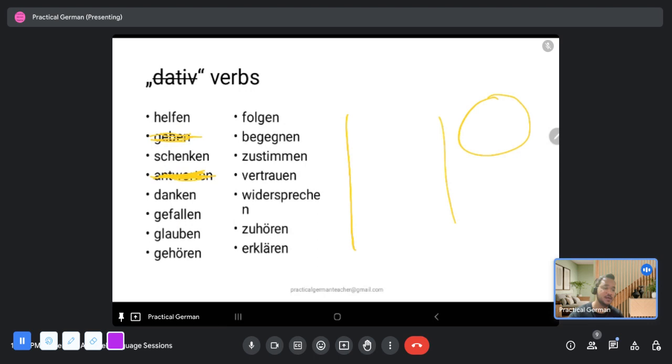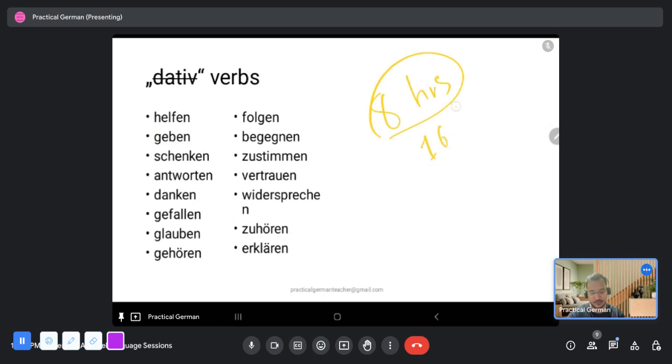Now, how do you make your list of dative verbs? You don't make a list of dative verbs. You make a list of verbs that are necessary for your life, and then you classify them into dative or accusative. How do you do that? As I've said multiple times, you sleep for 8 hours, you are awake for 16 hours normally. 16 hours you divide into 32 pieces.